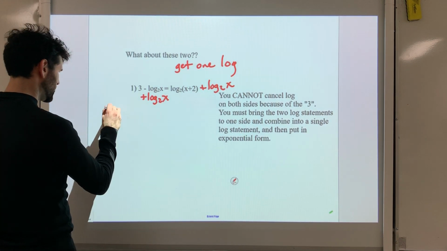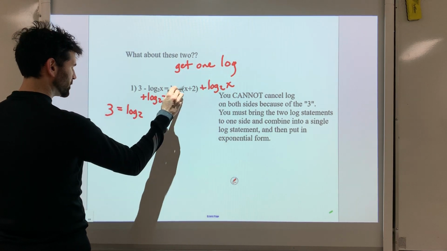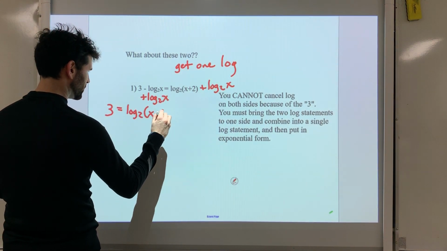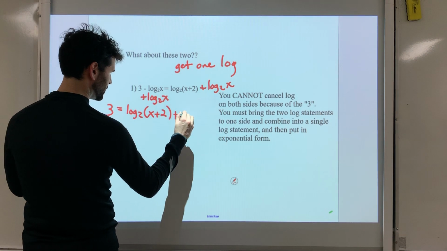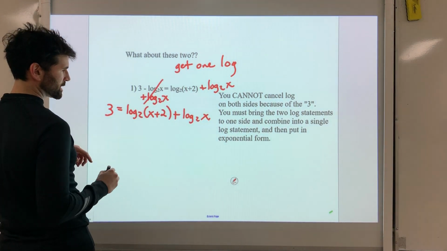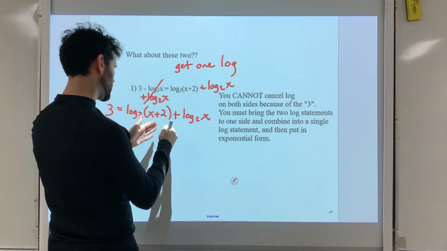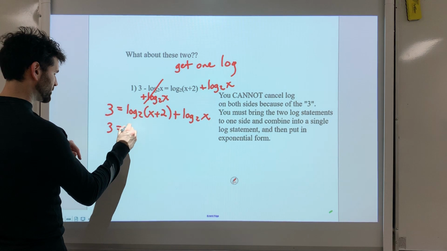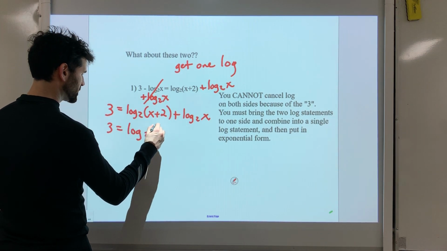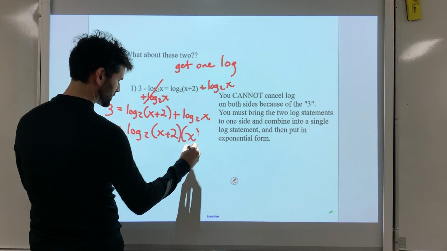I'm going to rewrite. So I'm going to have 3 equals log base 2 of (x + 2), plus this one, log base 2 of x. So what happened is those ones canceled, negative and then positive of the same thing cancel. I can use product law to combine those together. So it's the first argument times the second argument, which is just x.